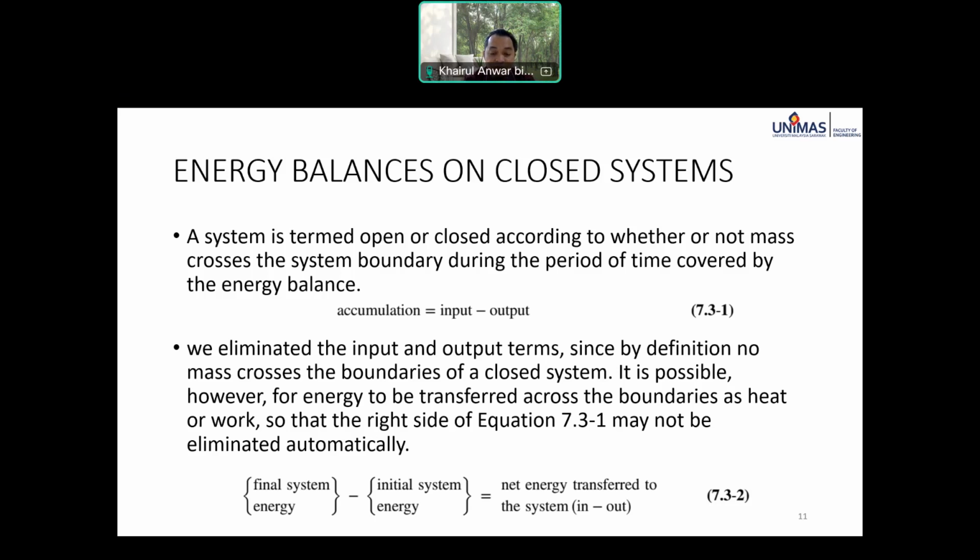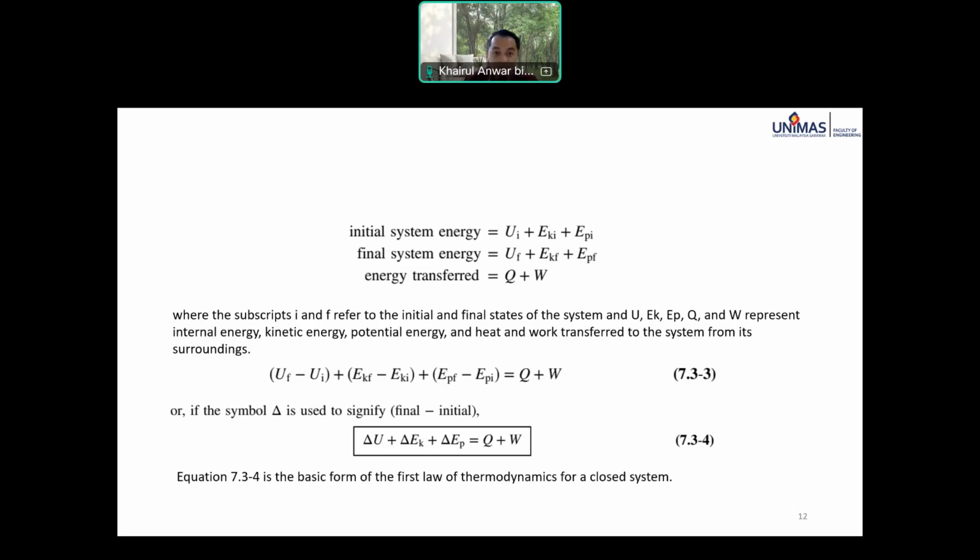So even though there is no mass going in or out of the system, heat and work can still be transferred across the boundary of the system. And so the right hand side of equation 7.3-1 may not be eliminated automatically. So final energy of the system minus initial system energy equal to net energy transferred to the system in minus out. So initial energy is UI plus EKI plus EPI, and system energy is US.